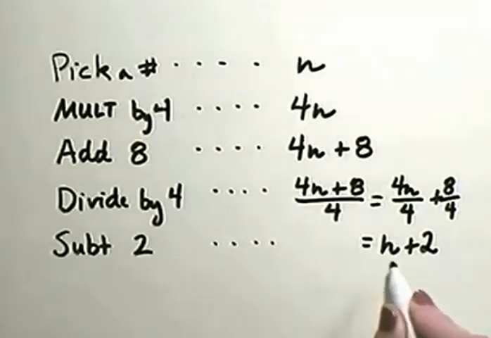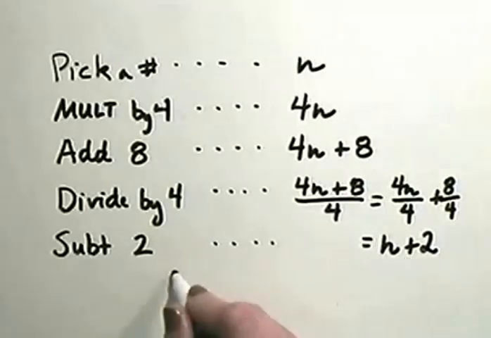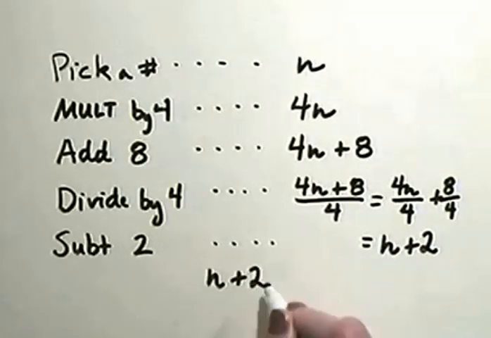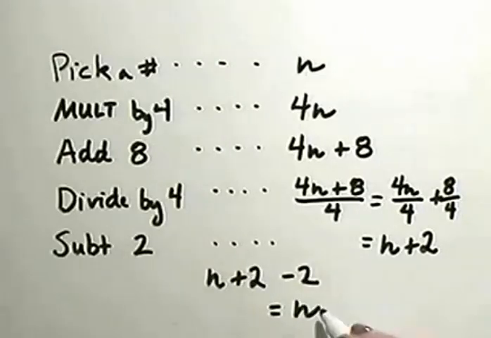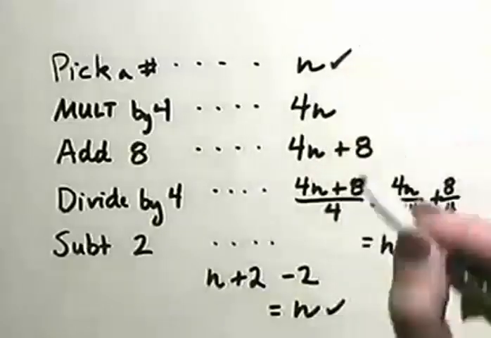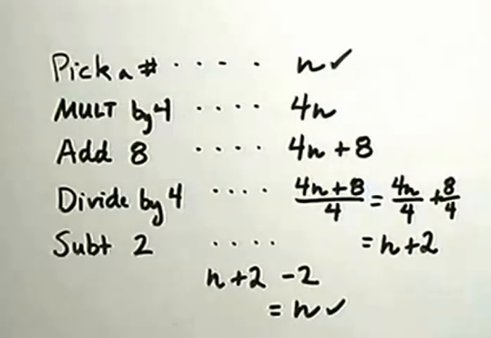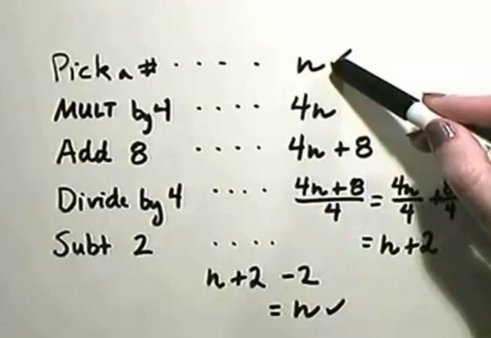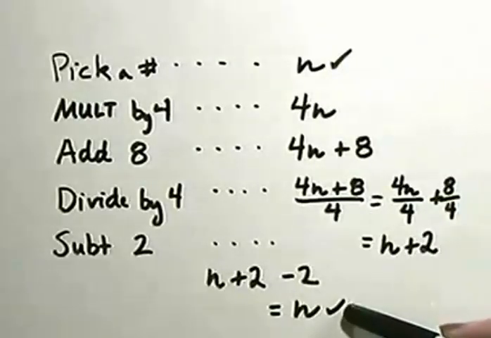Our last step is to take this result and subtract 2 from it. So that's going to be n plus 2 minus 2, which gives us back our answer of n. So we come up with the same result as we began with. And so we've just proven that no matter what number I begin with, I'll end up with the same number that I started with.